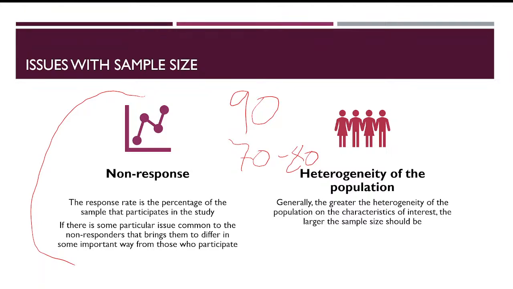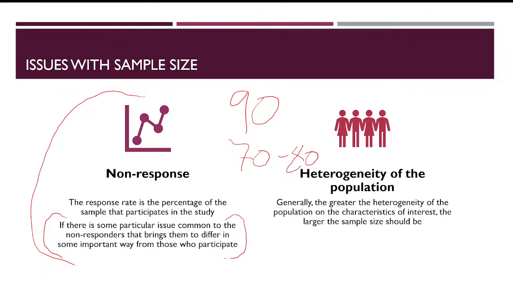Yeah, I mean, this one's hard to know, right? This second point here, is there some particular issue common to non-responders that makes them different from those who participate? It's a really good question to ask, but it's really, really hard to know. Why? Because they're non-responders. You don't know anything about them. You haven't gathered any data, so it can be really hard.